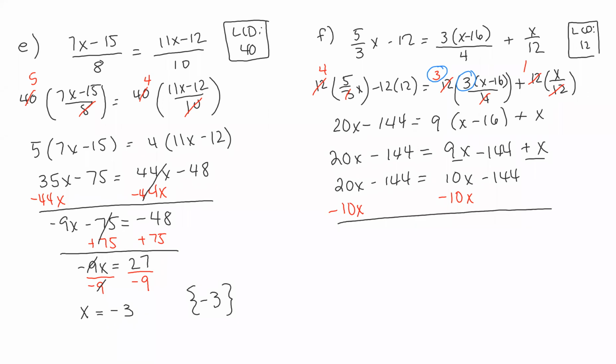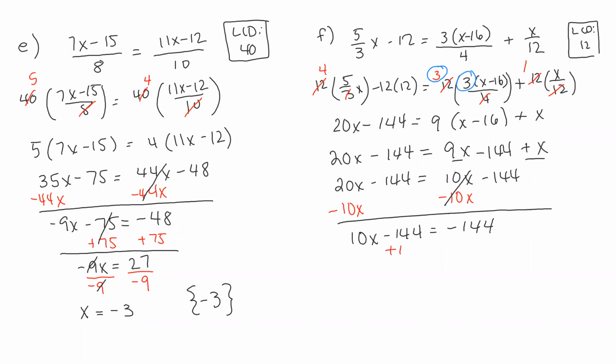So on the left, 20x minus 10x is 10x. Drop down your minus 144 equals. And then on the right-hand side, the 10x's cancel. They just become 0. And I'm left with minus 144. Okay. So now I've got the variables on one side. I need to move all of the constants to the other side.